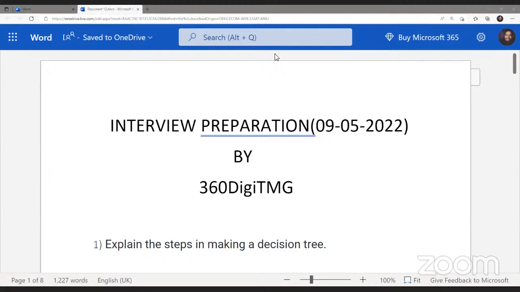So, the first question for the day, guys: explain the steps in making a decision tree. Like, how is a decision tree made? What are the steps to make it? If anyone knows the answer, try to ping me in the chat box, and we'll discuss the answer within a minute.